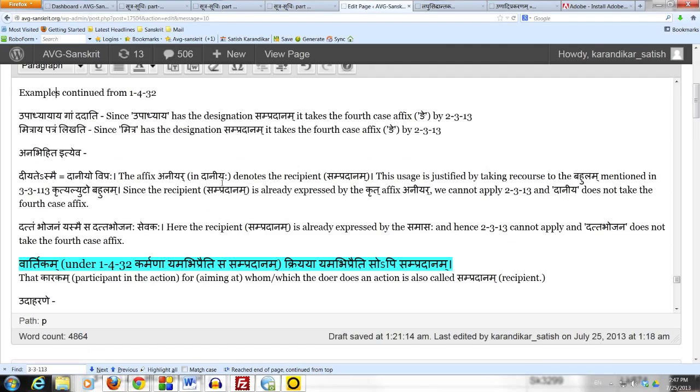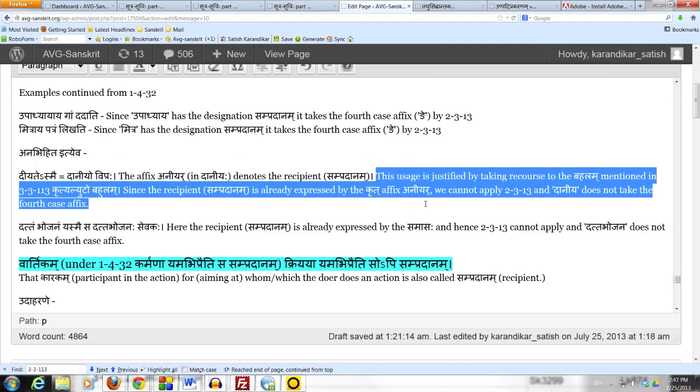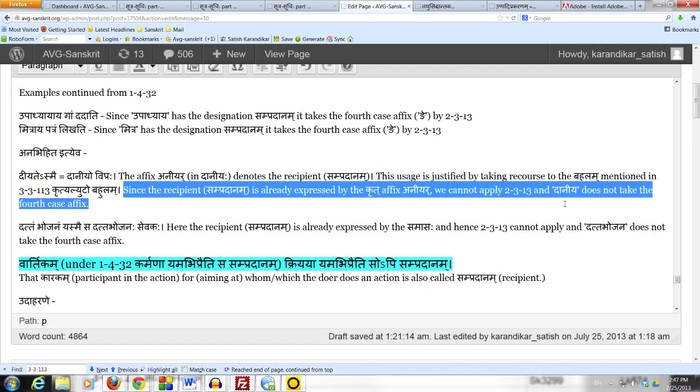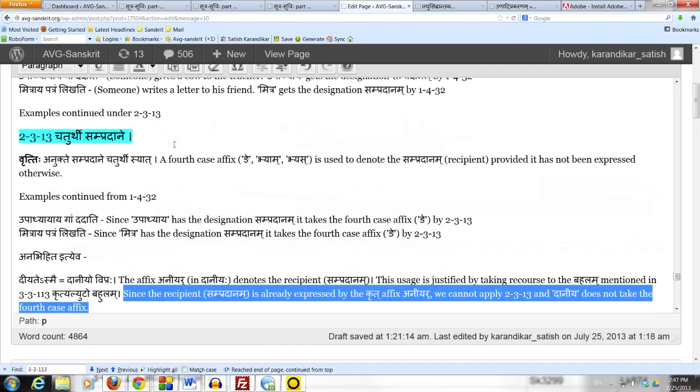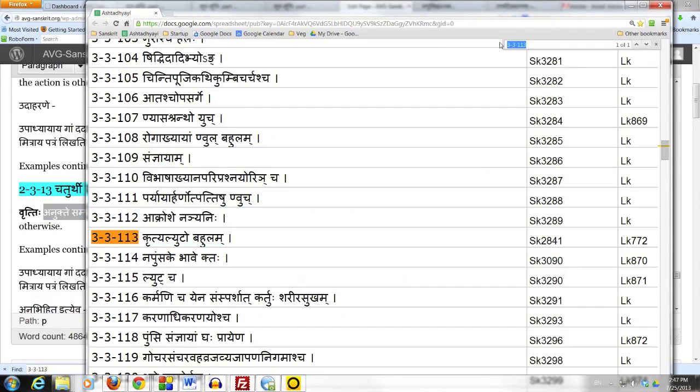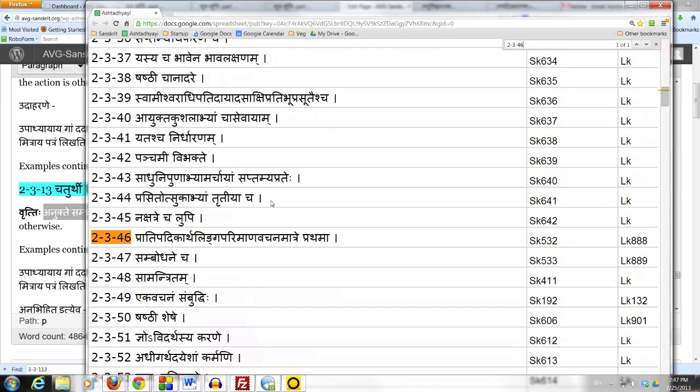So even though the affix Aniyar, being a Kritya Pratyaha, is to be applied only bhave or karmani, in the form Daniyaha it has been applied sampradane. Okay, that's not the main point here. The point here is that since the recipient Sampradanam is already expressed by the Krit affix Aniyar, we cannot apply 2313 Chaturthi Sampradane, and hence Daniya does not take the fourth case affix, because 2313 only applies Anukte Sampradane. In this example, the Sampradanam has become Uktam, Abhihitam, so we cannot use 2313, and hence 2346 Pratipadikartha Linga Parimana Vachanamatre Prathama applies, and we use the first case affix in the sense of Pratipadikartha Matre.